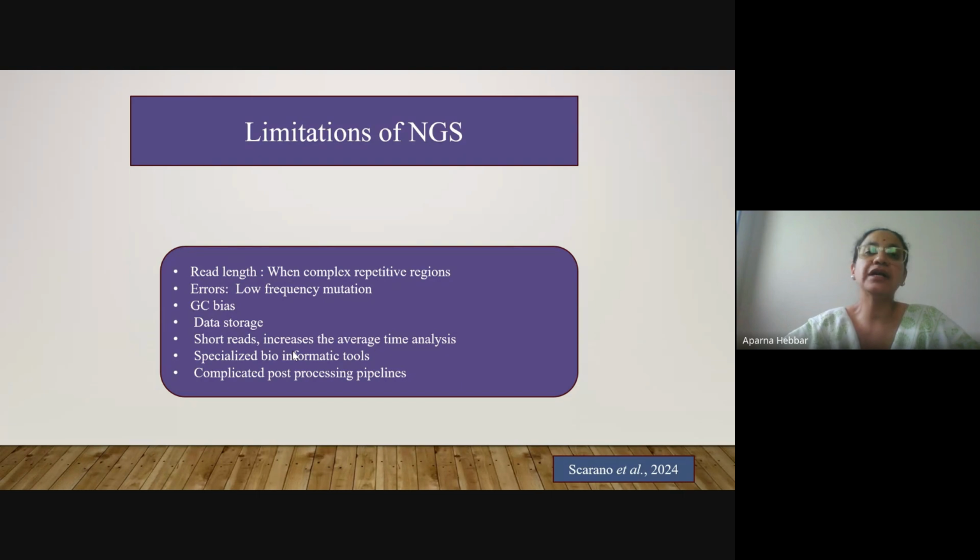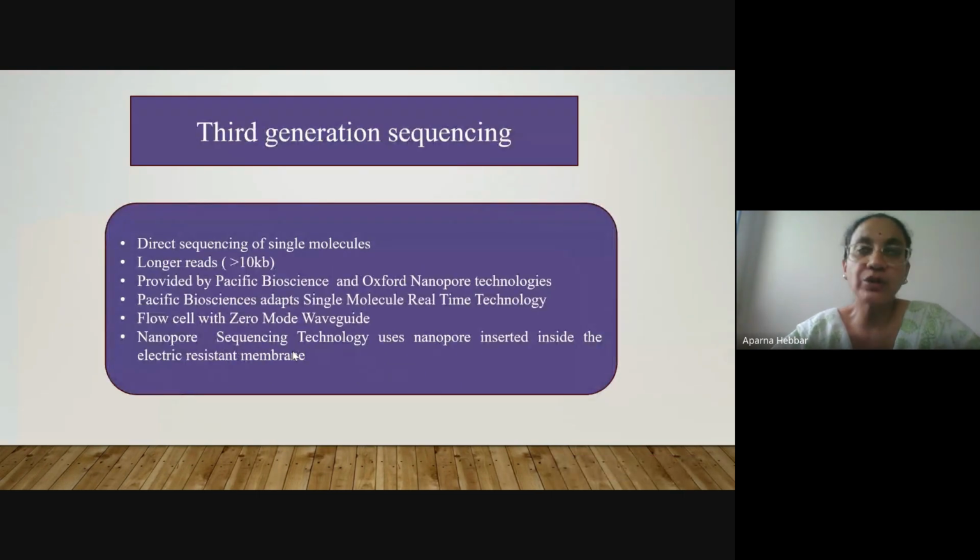Then, to overcome these limitations, one more technique has come out, that is third generation sequencing. Third generation sequencing is direct sequencing of single molecules that is able to read longer reads, that means more than 10 kilobases can be read. The platforms Pacific Biosciences and Oxford Nanopore Technology produce this. They are able to sequence by third generation sequencing, and they have been commercialized.